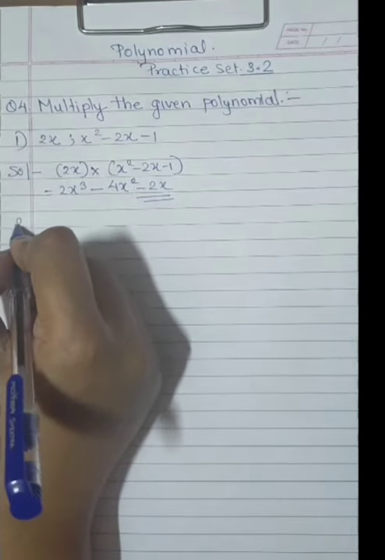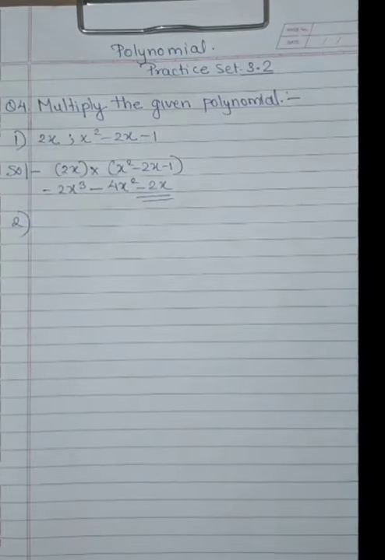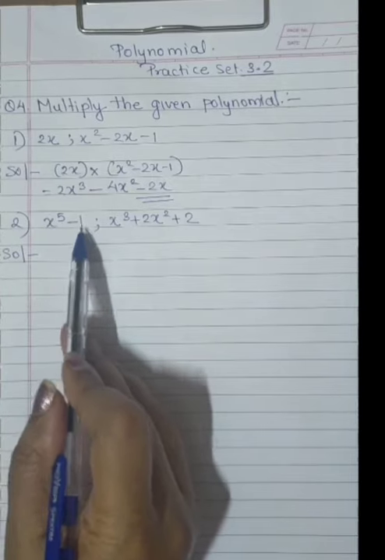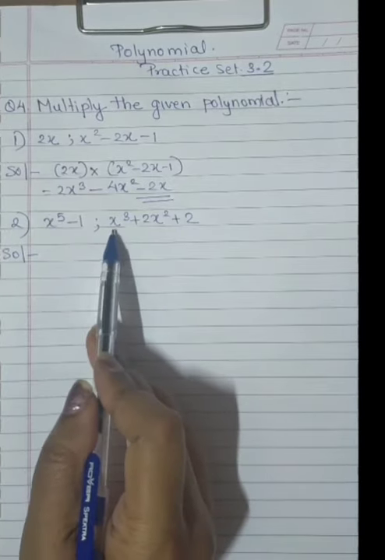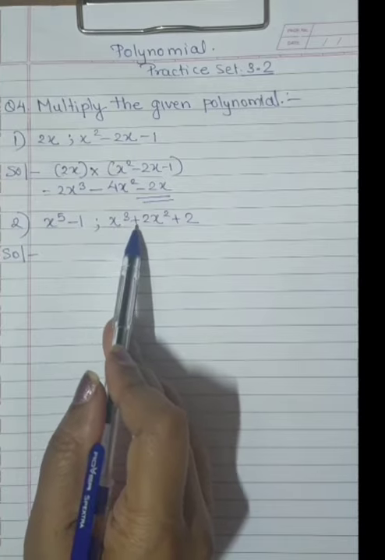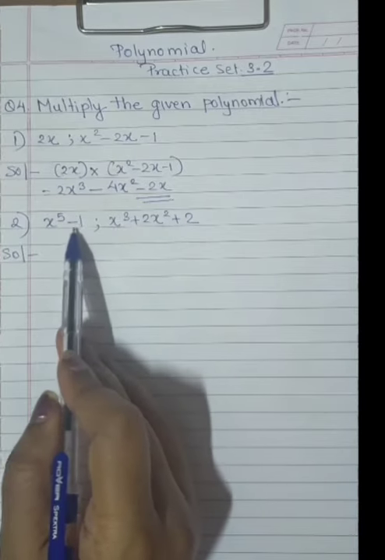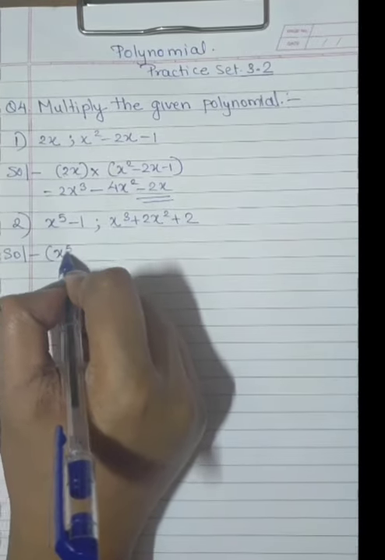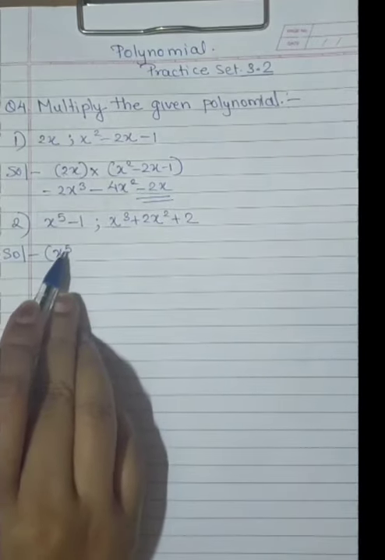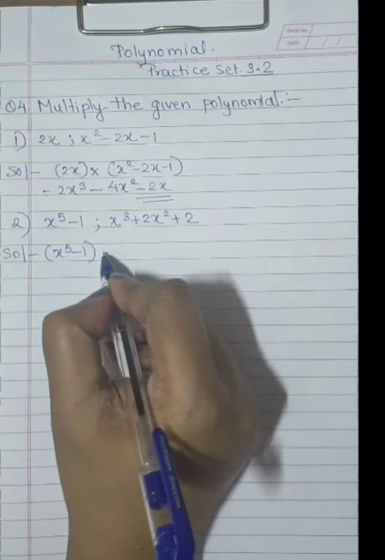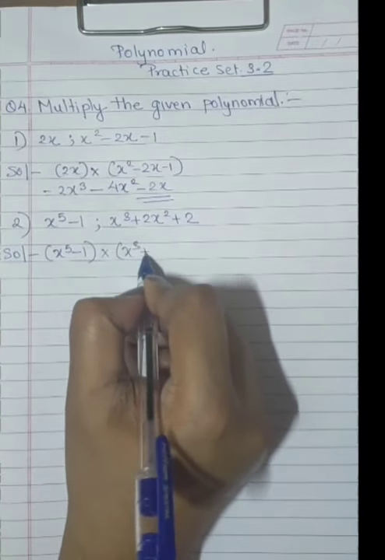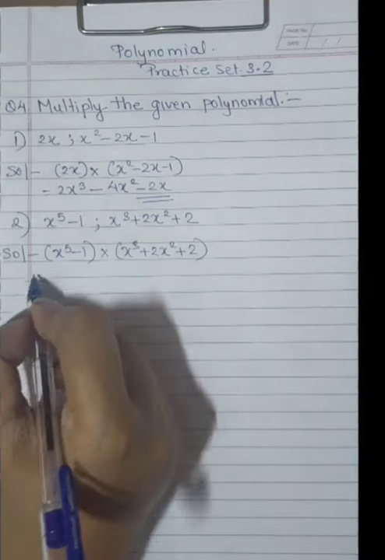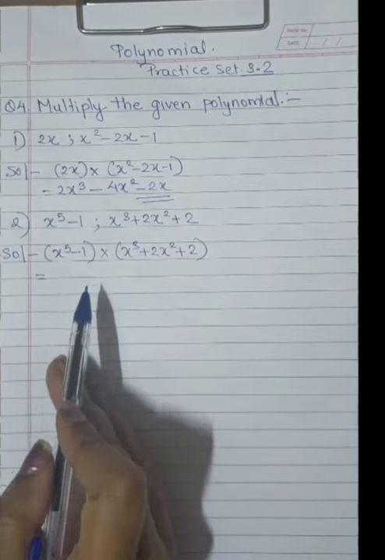Now we are moving towards the second one. Here the second question is given, x to the 5 minus 1, and the second expression is what? x cube plus 2x square plus 2. So we have to multiply both of these. So I am writing in brackets first x to the 5 minus 1, multiplied by x cube plus 2x square plus 2.